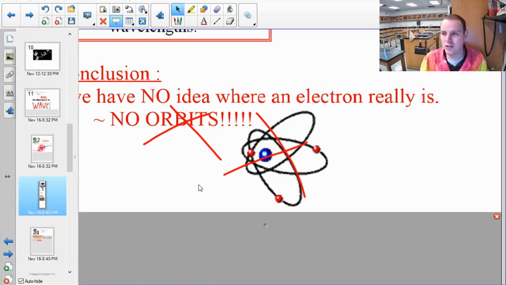And so that's Schrödinger's contribution. Like, so what did he contribute? He basically helped us see that we know less than we thought about where an electron is. So he kind of helped us realize that we're going backwards a little bit.